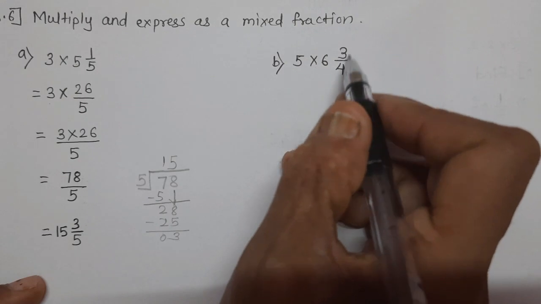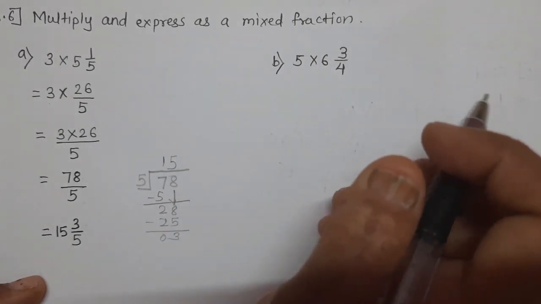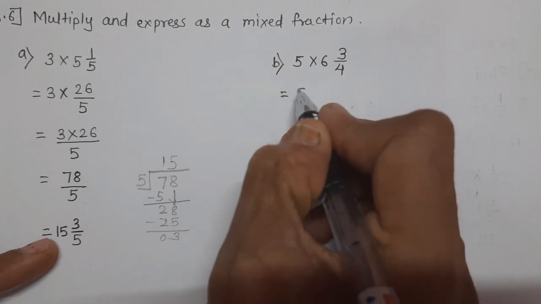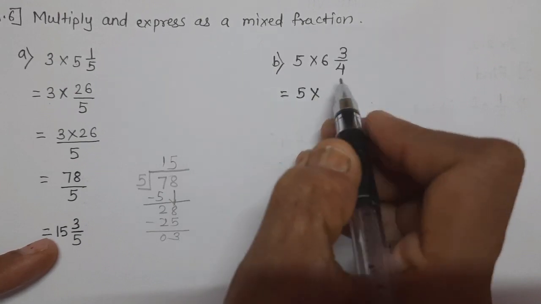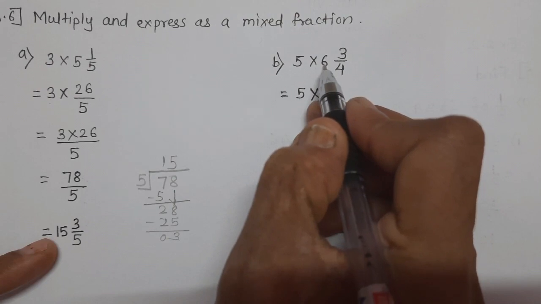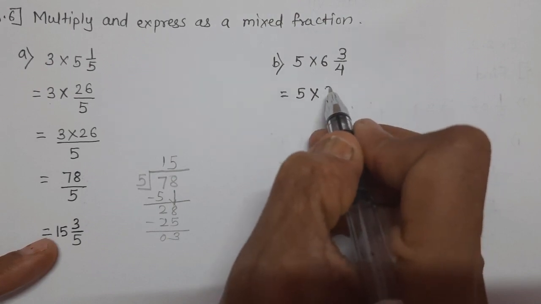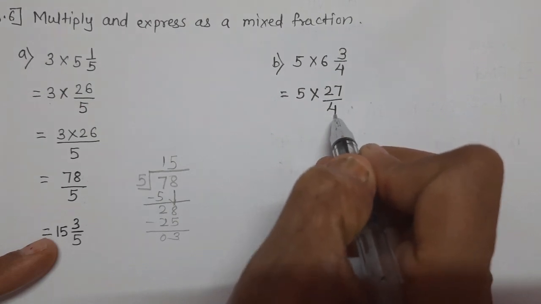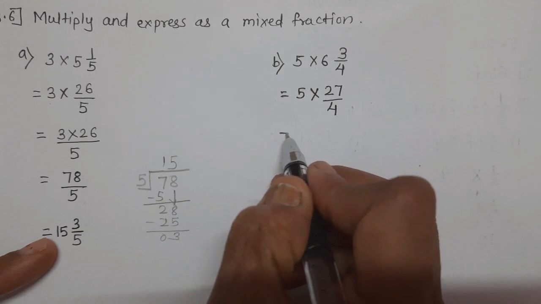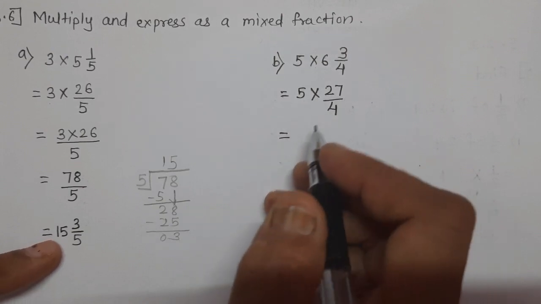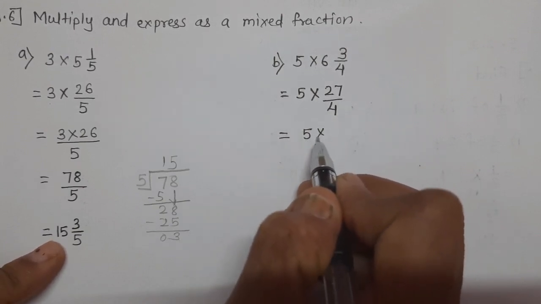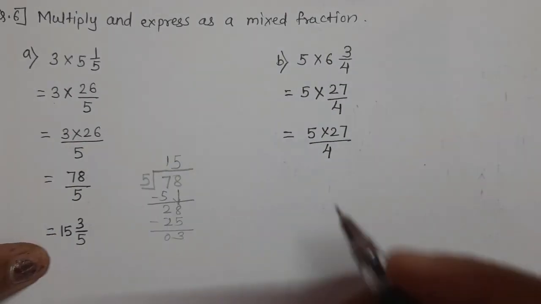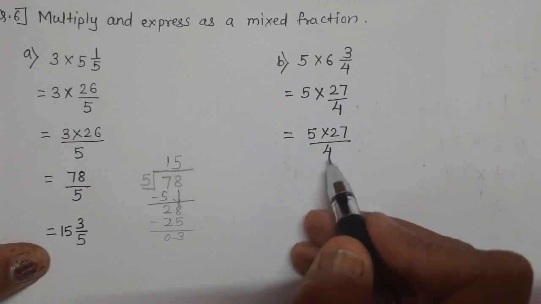So first this mixed fraction we will convert into the improper fraction and then we will multiply. So write here is equal to 5 multiplied by 4 6s are 24, 24 plus 3, 27, so 27 upon 4. Okay, now is equal to 5 into 27, so 5 multiplied by 27 upon 4. Now if you observe here, you cannot do the lowest term.